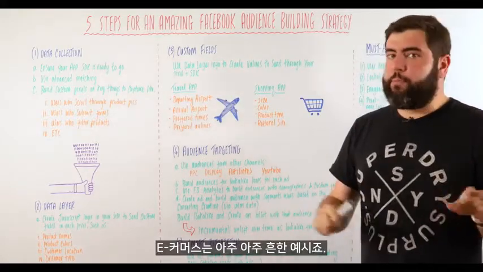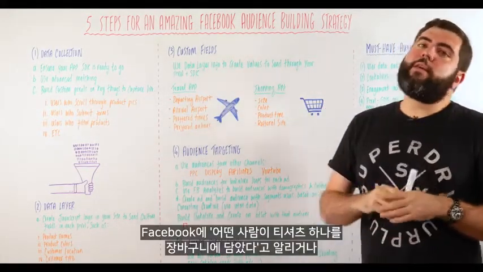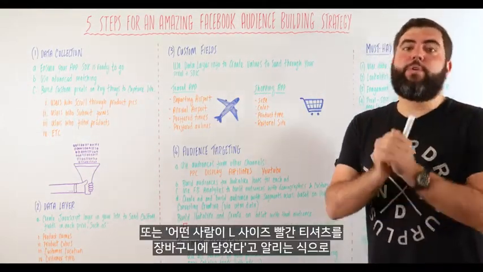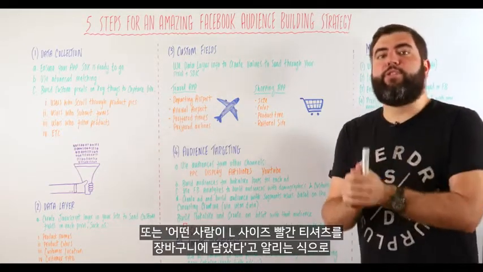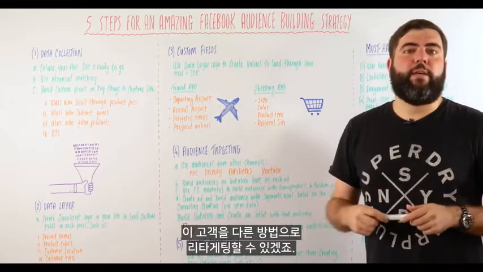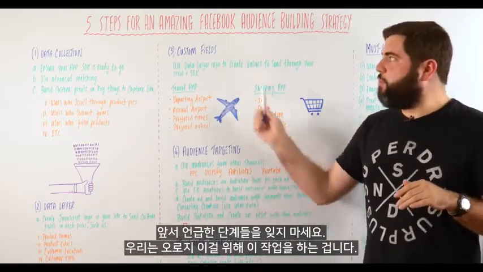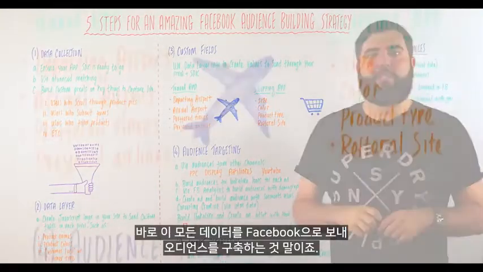E-commerce, very common thing. You can either tell Facebook that person has added a t-shirt to cart, or you can tell Facebook that person has added an L-size red t-shirt to the cart, and then retarget that consumer differently. So don't forget, the previous steps were here only to be able to do this, to send all this data back to Facebook to build the audiences.